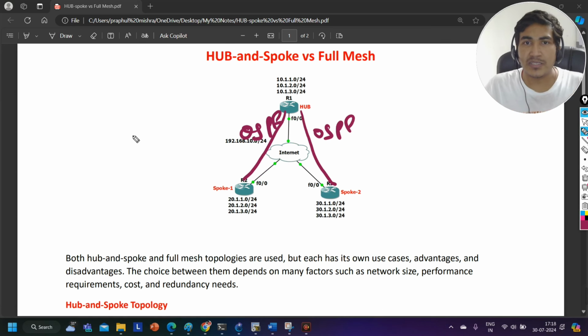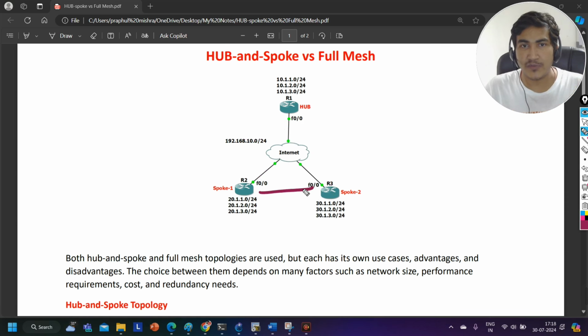And guys, in the full mesh, all my branches are connected together with each other. Like here also we have connectivity, here also we have connectivity, here also we have connectivity. So in this scenario, I have 3 internet circuits: between router 1 and router 2, between router 2 and router 3, and between router 1 and router 3. So we have 3 WAN connections.